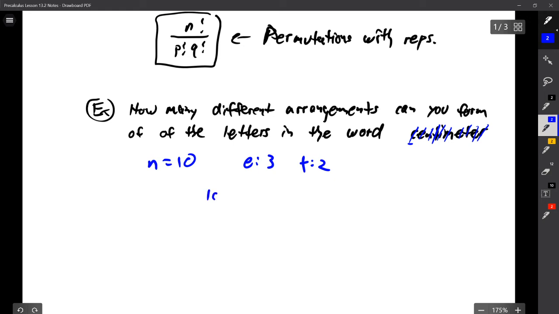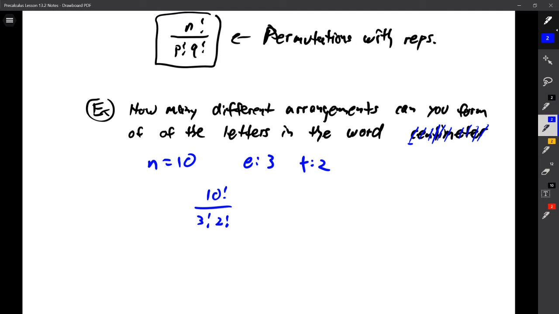So then it would be 10 factorial divided by 3 factorial, because that's the number of different ways that you can arrange the E's for each arrangement. And then also divided by 2 factorial, because that's the number of different ways that you can arrange the T's for that arrangement. And I didn't grab my calculator.